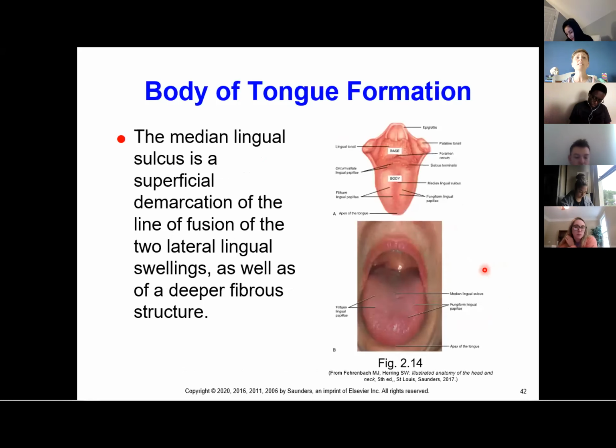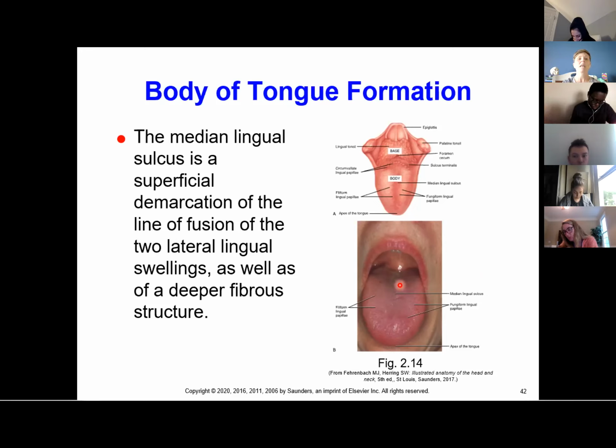All right, so the median lingual sulcus is a superficial demarcation of the line of fusion of the two lateral lingual swellings. So that is your median lingual sulcus. And if you stick your tongue out and look in the mirror, you'll see one too.